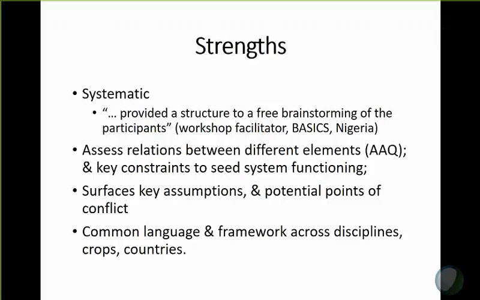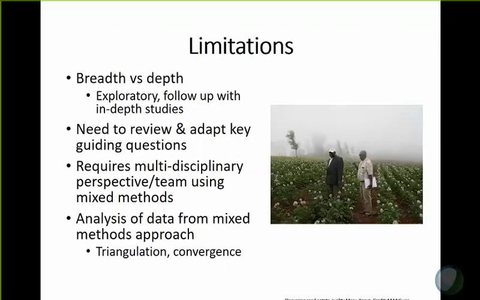I think one of the first limitations that people often come up against is that it's so broad. If we are taking such a comprehensive view of the seed system, it can become very broad, and so in that way, we might be losing some of the depth. But I think the strength is using the framework at an early stage, and then it helps us to explore what the key issues are, which we can then go into more in-depth studies to understand.